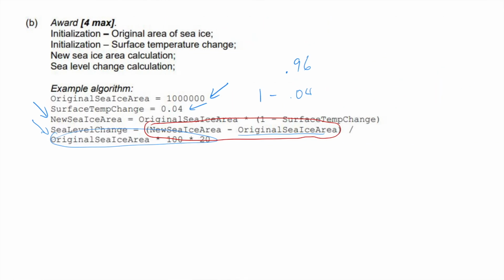So really that new sea ice area, I'm just going to go ahead and erase this just so there aren't a bunch of circles here. But basically if we have new sea ice area minus original sea ice area, so the difference, divided by the original sea ice area, that's going to give us the percentage change, right?